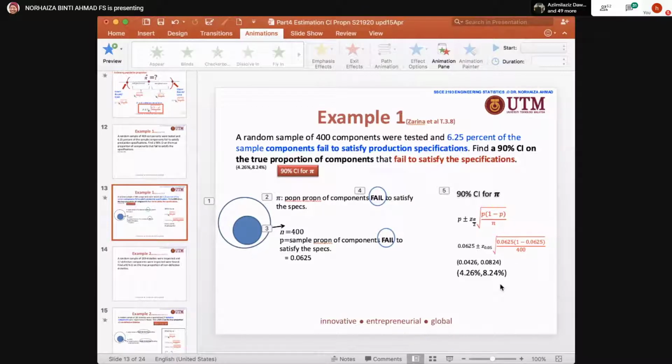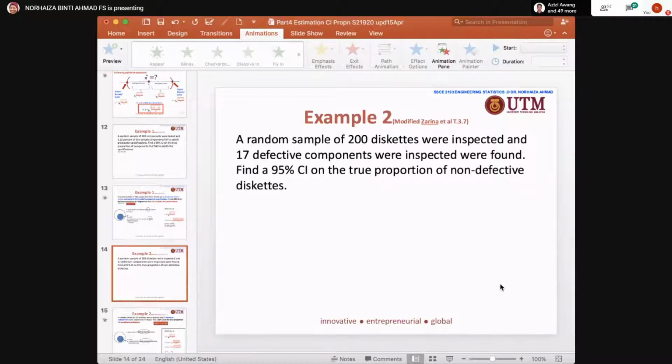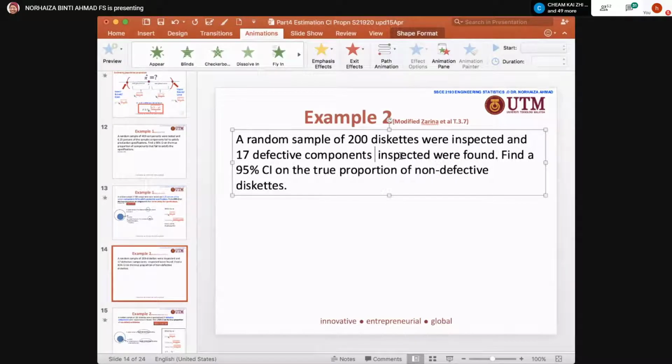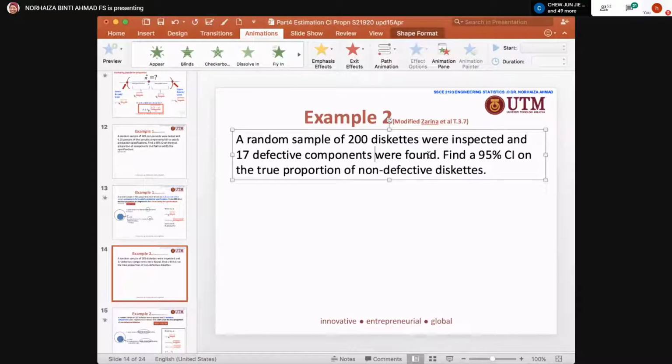Okay, I'm going to do a second example. Now, this second example is slightly different. A random sample of 200 diskettes were inspected and 17 defective components were found. Find a 95% confidence interval on the true proportion of non-defective diskettes.